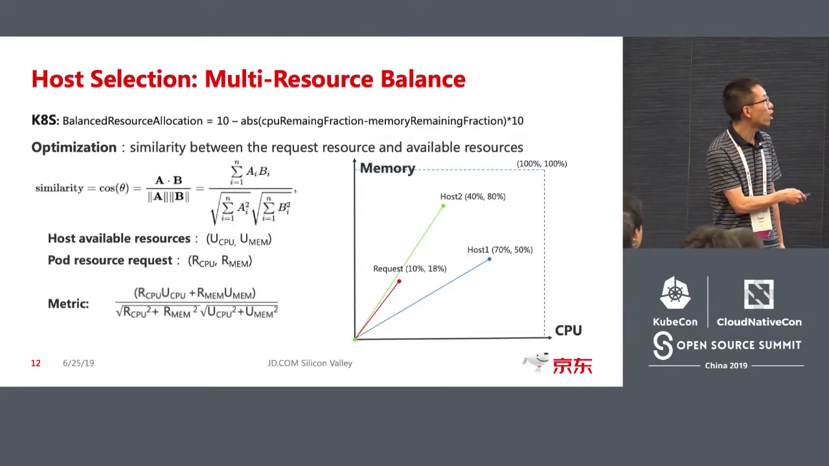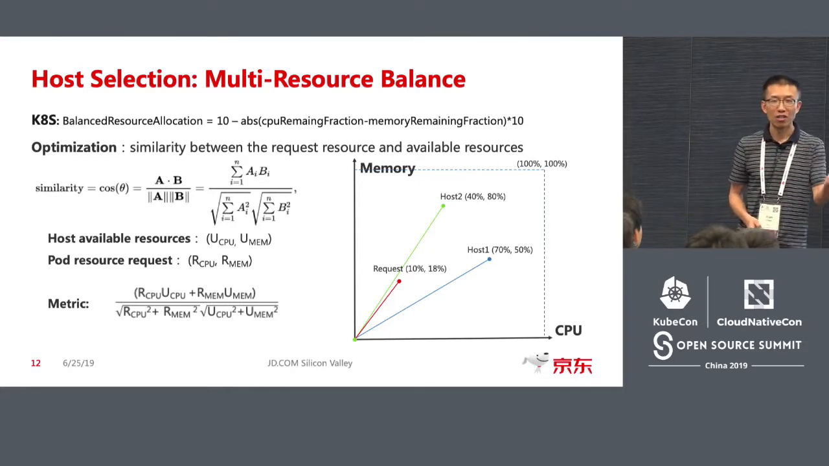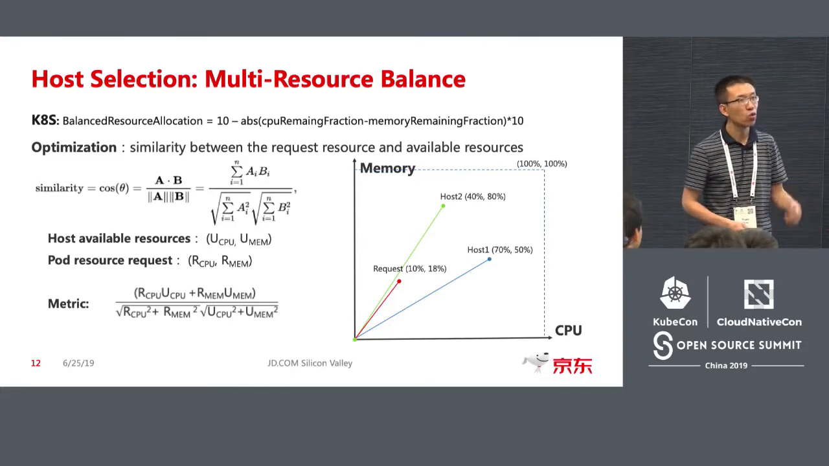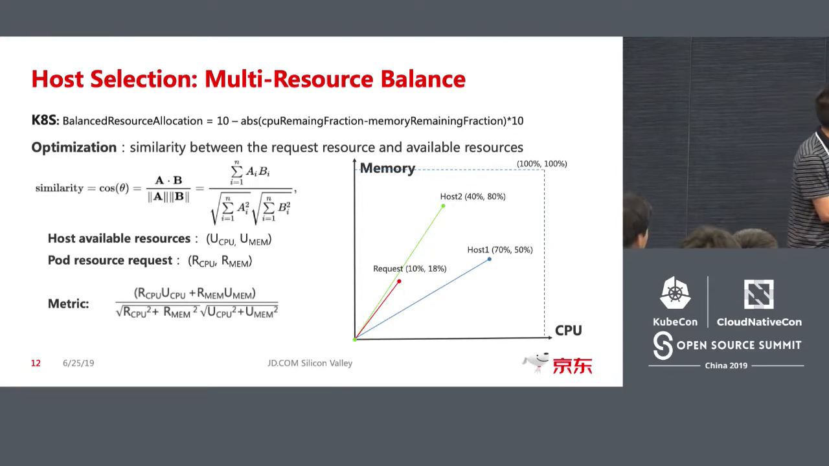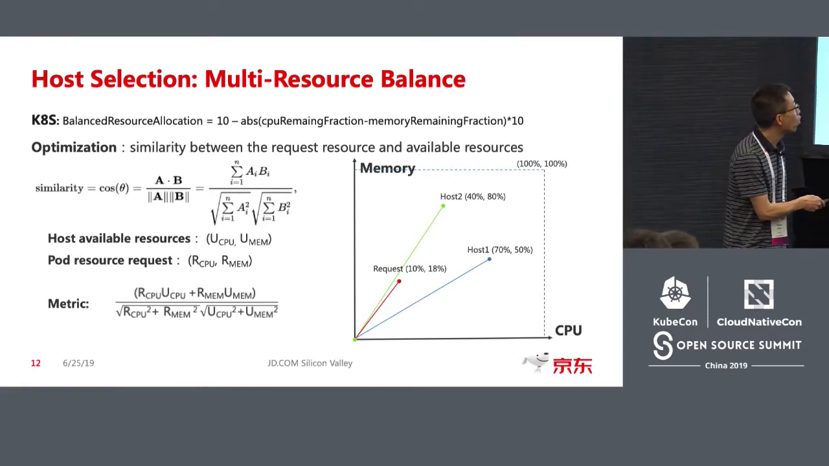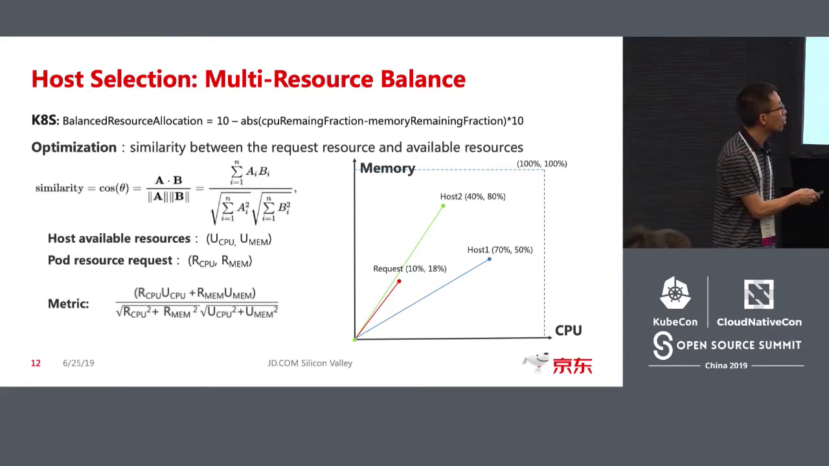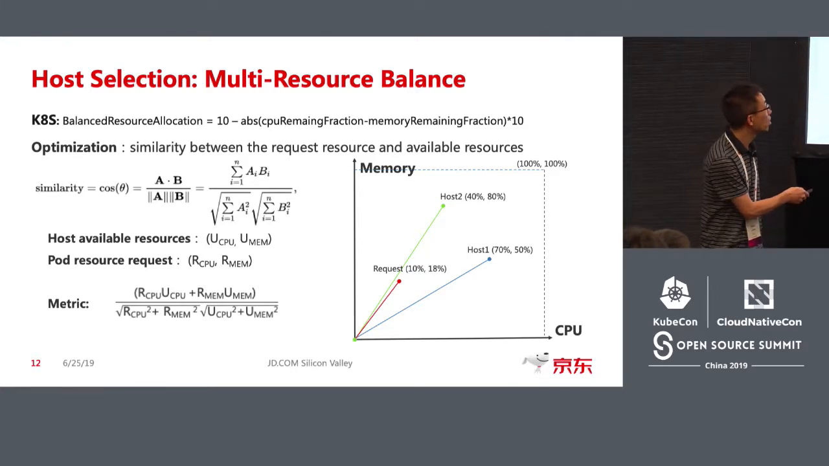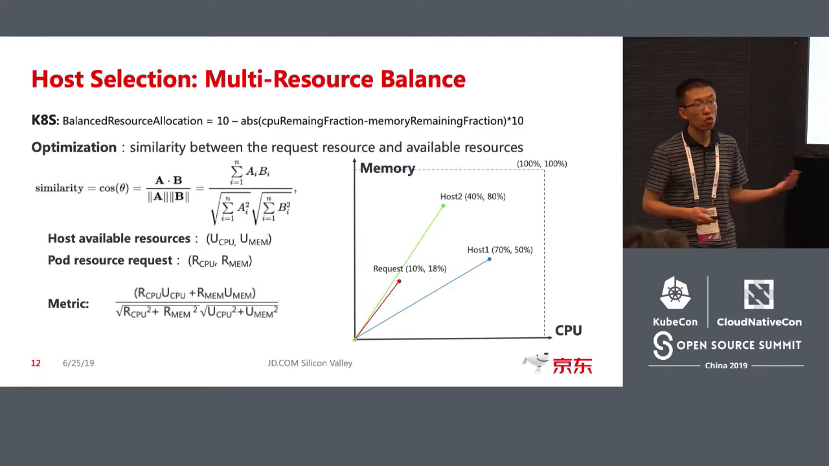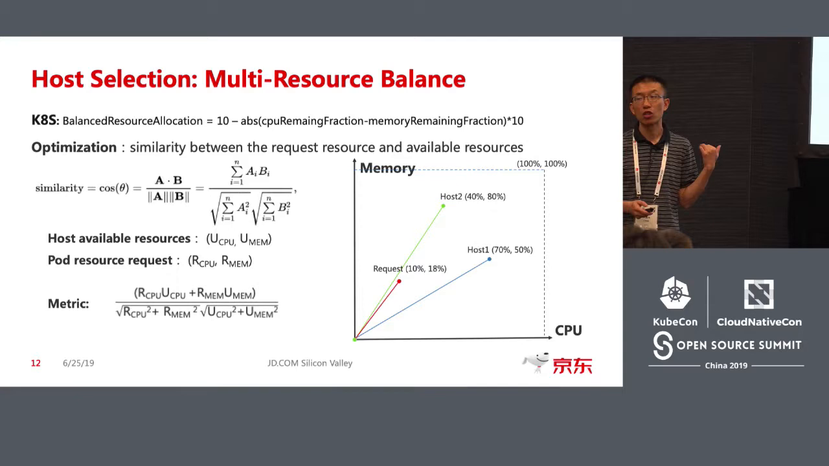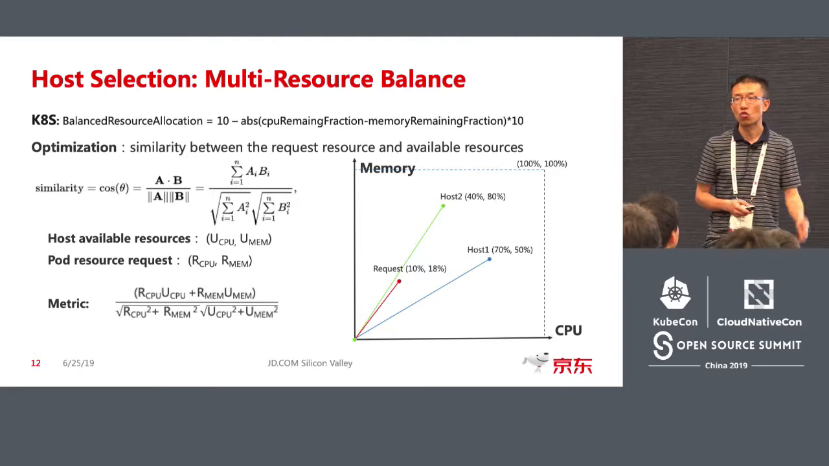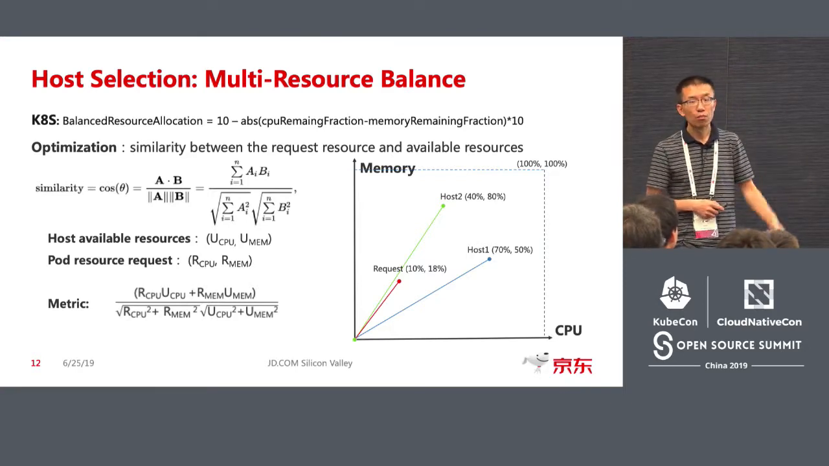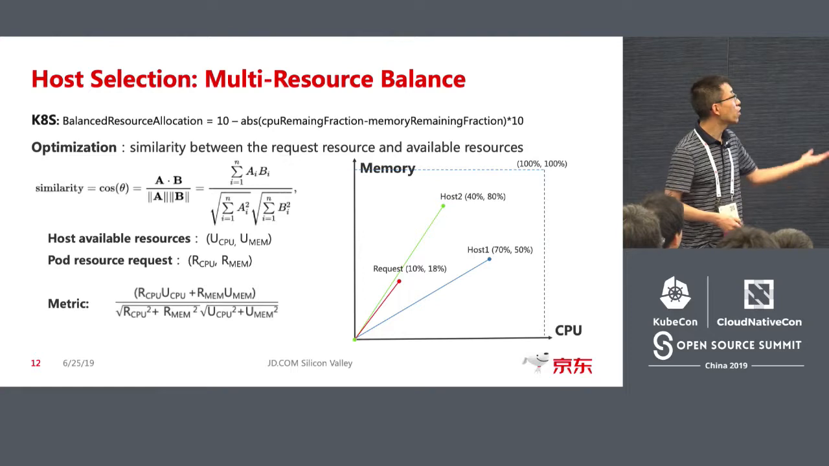Even in three or four dimensions, it can also work. So for the cosine, if it is 1, then it means they are completely similar to each other. Sometimes the CPU remaining fraction is large, sometimes the memory remaining fraction is large. So this is according to the feature of the workload, to schedule and to scale. And that is why we need to take the workload into consideration.